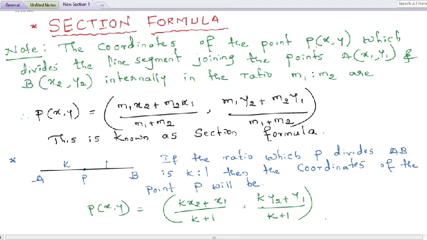The coordinates of the point P of x comma y, which divides the line segment joining the points A of x1 y1 and B of x2 y2 internally in the ratio m1 is to m2, are P of x comma y is equal to m1 x2 plus m2 x1 divided by m1 plus m2 comma m1 y2 plus m2 y1 divided by m1 plus m2. This is known as section formula.